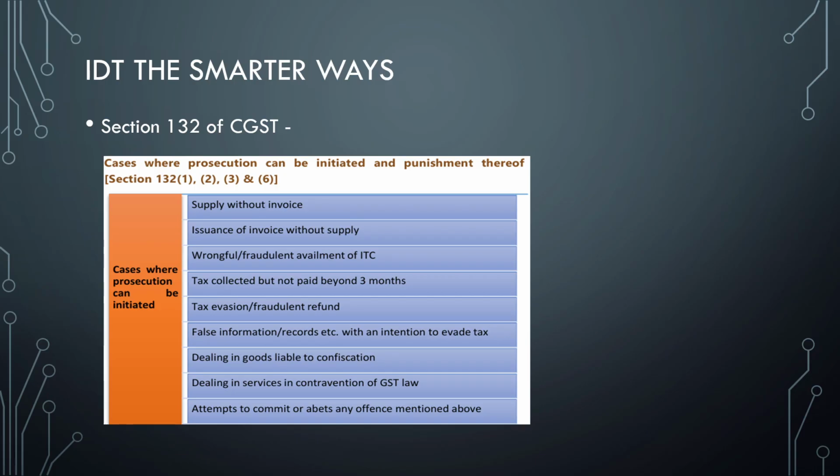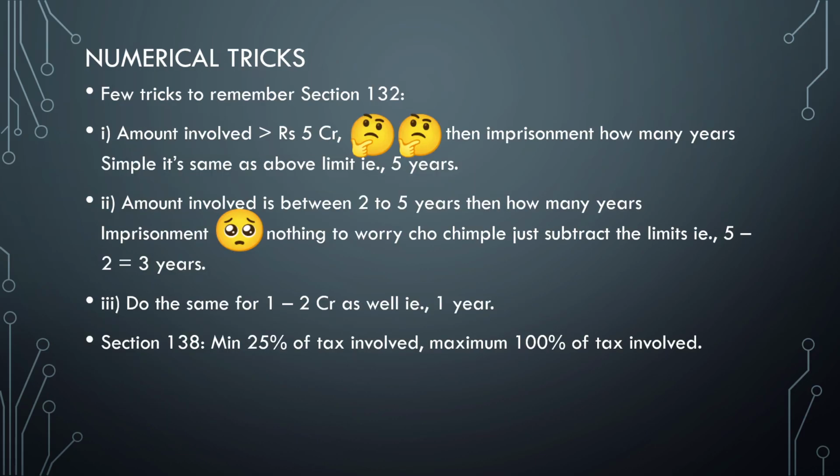The shortcut we're going to learn here is this. For example, if the amount involved exceeds rupees 5 crores, how many years of imprisonment can be imposed is a question you might get. How do you ensure you don't forget this? Simple. If it exceeds 5 crores, 5 is the number, so it is 5 years.